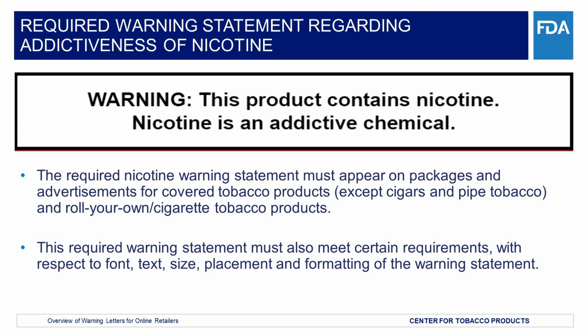On this slide, you will see the required nicotine warning statement that must appear on packages and advertisements for roll-your-own tobacco, cigarette tobacco, and covered tobacco products other than cigars and pipe tobacco. The warning statement required by 21 CFR 1143.3(a)(1) reads, "Warning: This product contains nicotine. Nicotine is an addictive chemical." This required warning statement must also meet certain requirements with respect to font, text, size, placement, and formatting of the warning statement on the package labels.